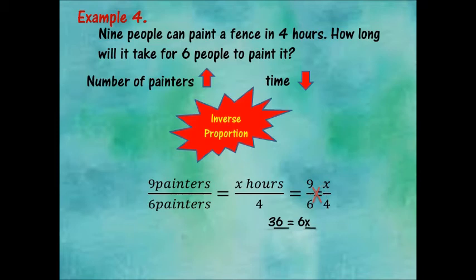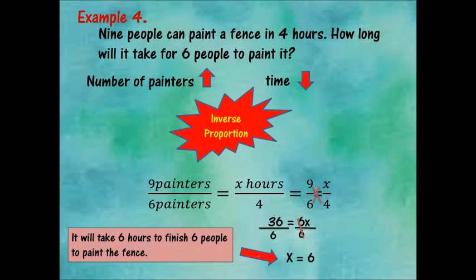So, divide both sides natin by 6. Ang matitira sa right side ay yung x, and x now is equal to 6. So, 6 hours will take 6 people to paint the fence. So, 6 na oras nilang pipinturahan yung fence kung sila ay 6 na tao lang.